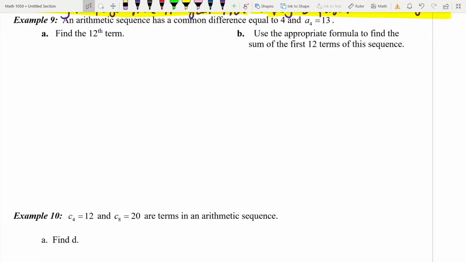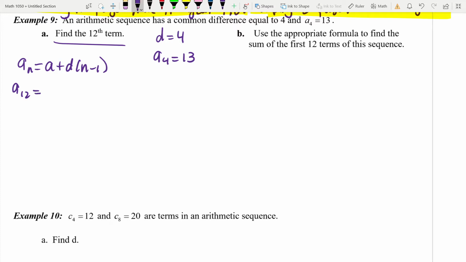Okay, example 9. An arithmetic sequence has a common difference of 4, and A sub 4 is 13. Okay, so everybody write D equals 4, and then A sub 4 is 13. Okay, find the 12th term. So everybody tell me, is that my A sub n formula or is that my S sub n formula? Talk to me. A sub n, specific term. So everybody go A sub n equals A plus D times n minus 1. Okay. A sub n, that's the 12th term. That's what I'm looking for.